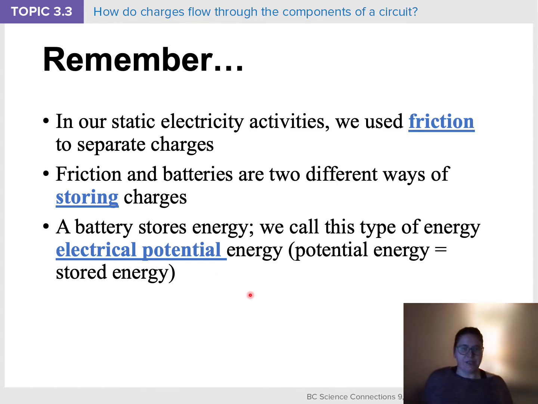The type of energy that's in a battery is called electrical potential energy. The word potential, when we're talking about energy, means that it's stored. So you can have electrical energy that's flowing through a wire, that's moving, or you can have electrical potential energy, which is stored energy in something like a battery.